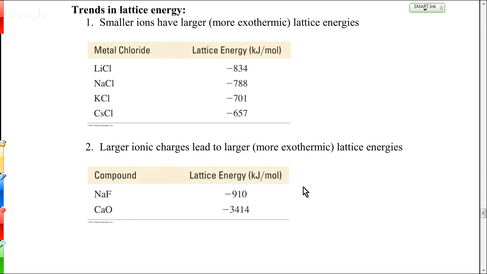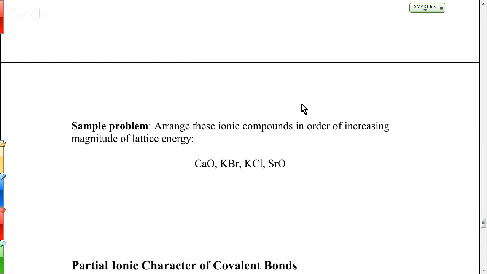Coulomb's law just tells us the attraction, and it's dependent on the magnitude of the charge and the distance between the charges. So the closer the charges are together, the stronger the interaction. That's number one. And then the larger the charge, the stronger the interaction. That's number two. So we should be able to judge relative lattice energies based on the charges and then based on the sizes of the ions.